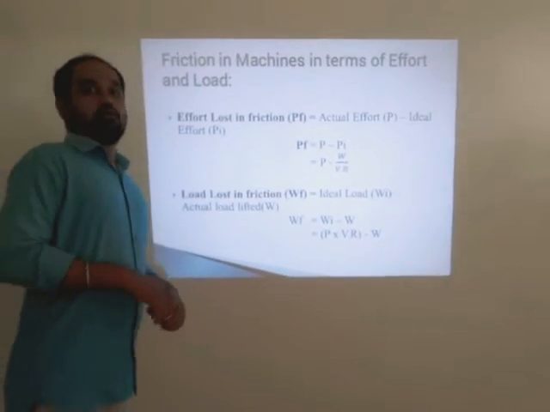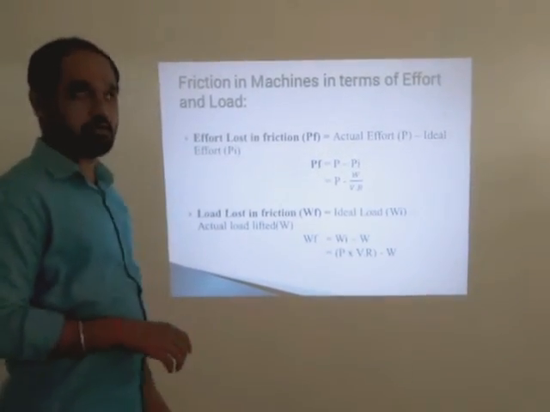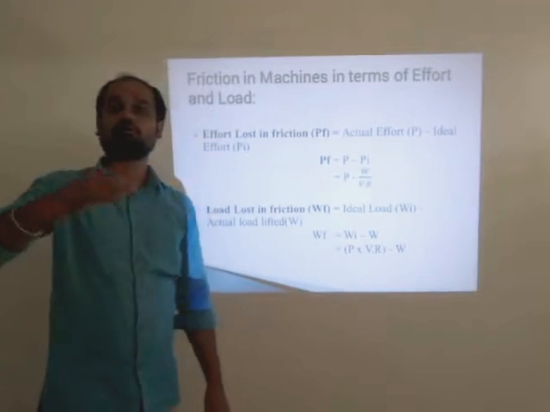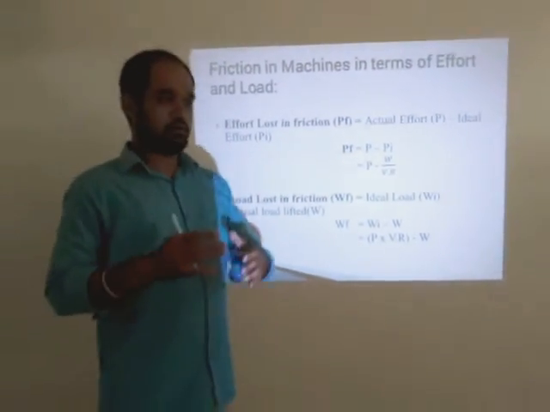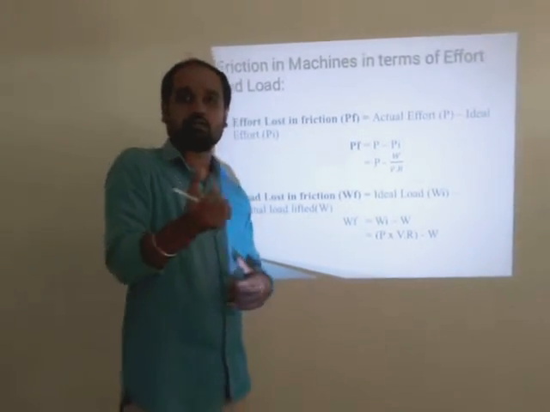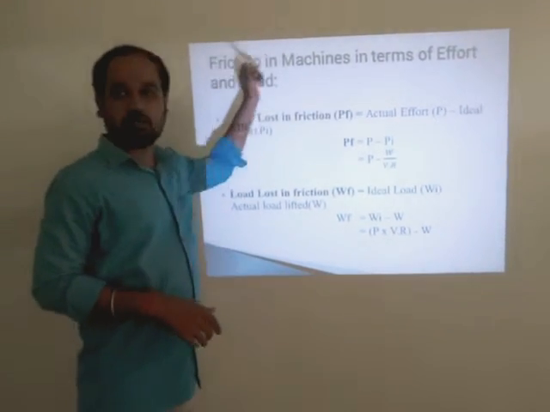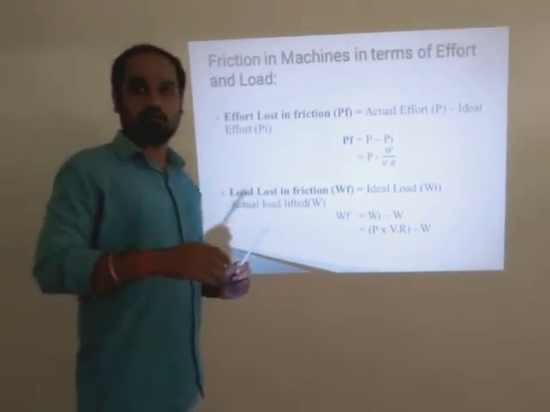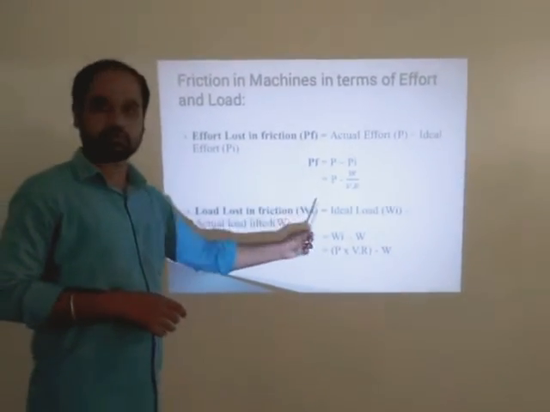Okay, then we come to friction in machines. A machine has friction because of the number of parts in it. When there are a number of parts, there is movement in those parts, and that is why friction is developed. Then we know about effort loss in friction and load loss in friction.